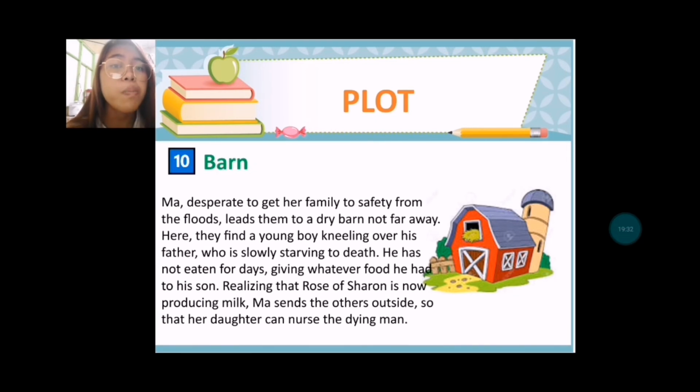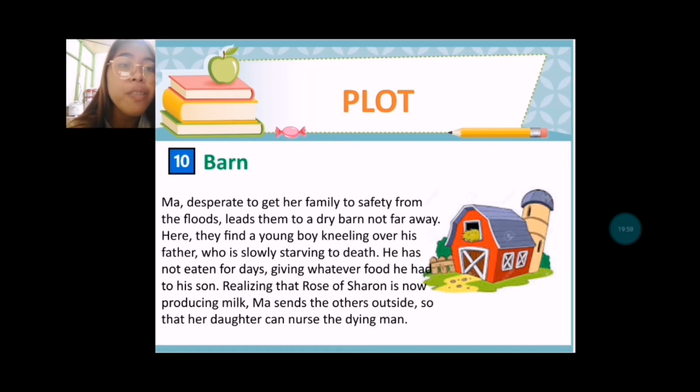Next, Ma, desperate to get her family to safety from the floods, leads them to a dry barn not far away. Here they find a young boy kneeling over his father, who is slowly starving to death. He has not eaten for days, giving whatever food he had to his son. Realizing that Rose of Sharon is not producing milk, Ma sends the others outside so that her daughter can nurse the dying man.